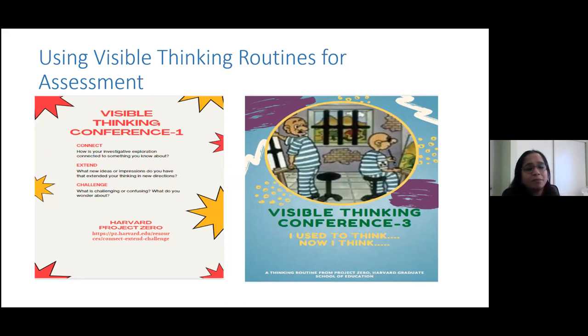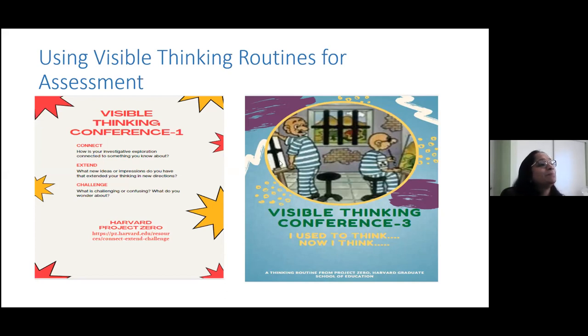This is where, when they come in with their challenges or their doubts, the teacher comes in to provide the direction that they need. And here was visible thinking conference three, and you can see the sentence prompts are, I used to think, now I think. Do you see this picture over here?